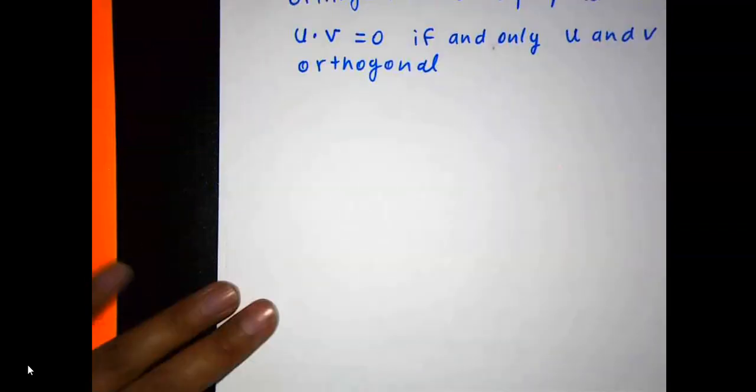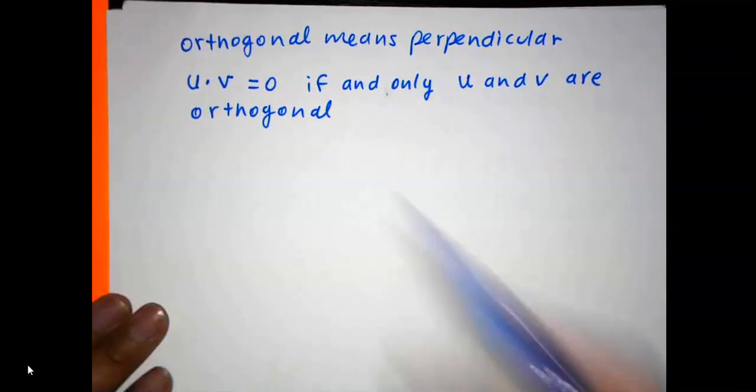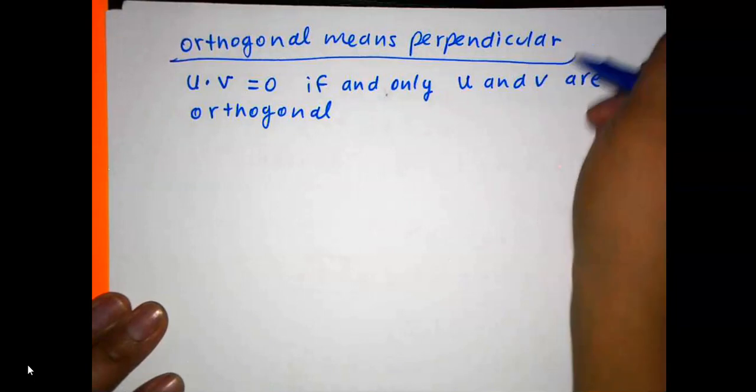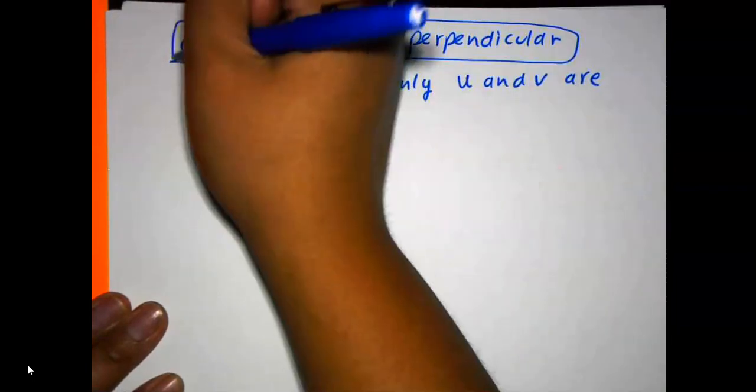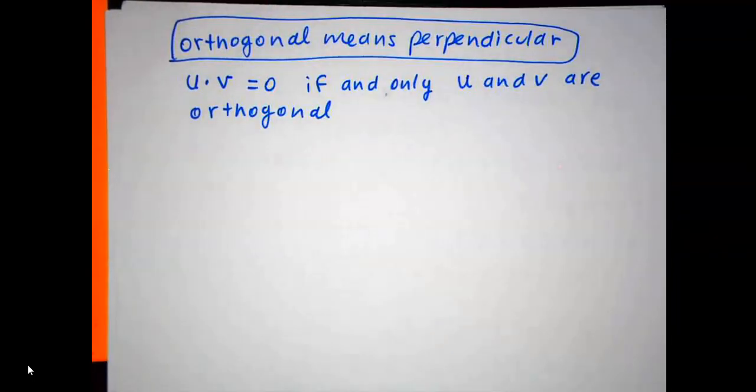What we're doing right now: orthogonal means perpendicular. That means it's a 90-degree angle. u dot v equals 0. That means your dot product is 0 if and only if u and v are orthogonal.